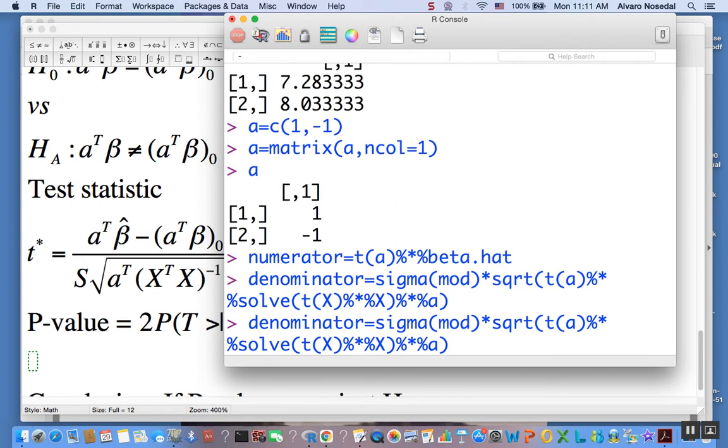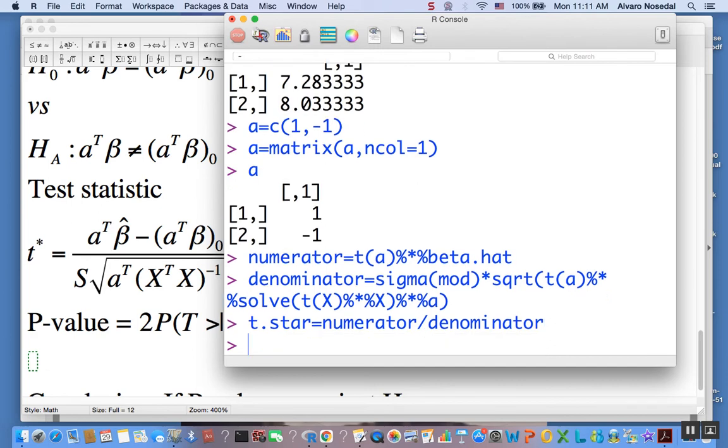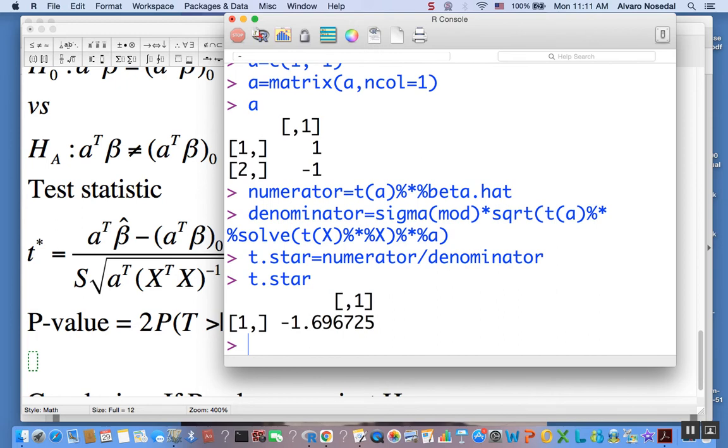So we're almost there. So now all we need to do is compute T star as numerator divided by the denominator. Okay, so T star happens to be negative 1.6967, right? Okay, but is that small, big? How do we know? One way of knowing is, you know, computing the p-value.